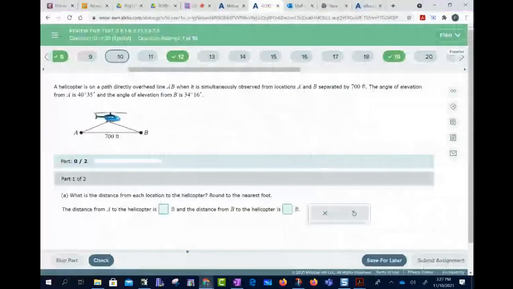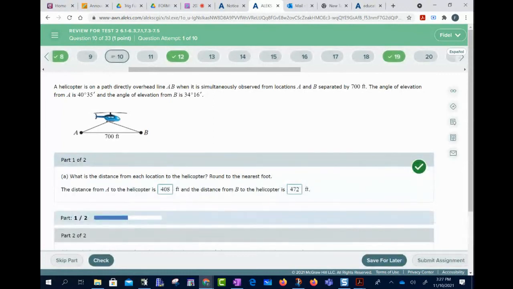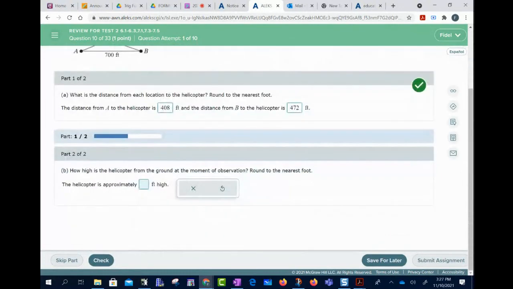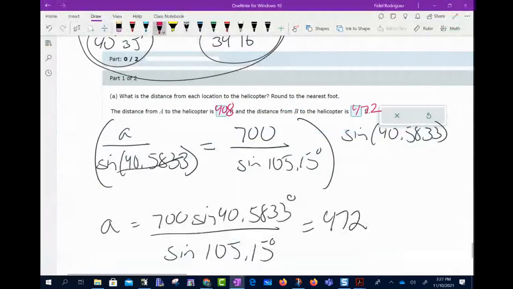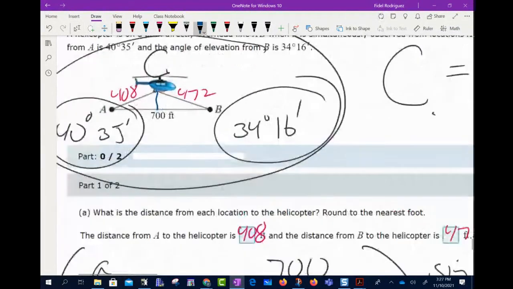Okay, now let me come back to my problem. This one we had 408. This one we had 472. And let's check it. All right, we got it. Now it says, how high is the helicopter from the ground at the moment of observation, round to the nearest foot. So if I come back to my picture, y'all, what we're trying to figure out now is what's that distance right there, right?